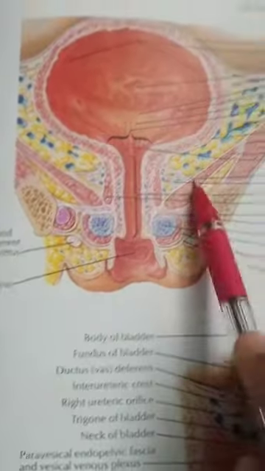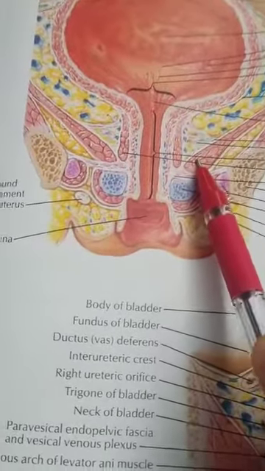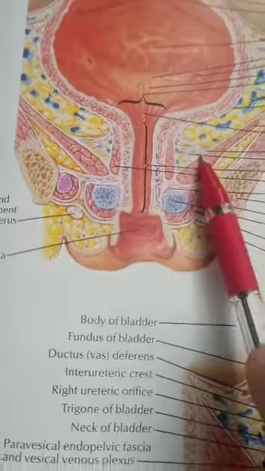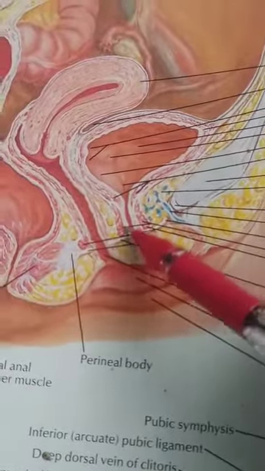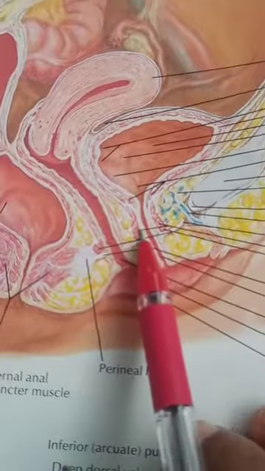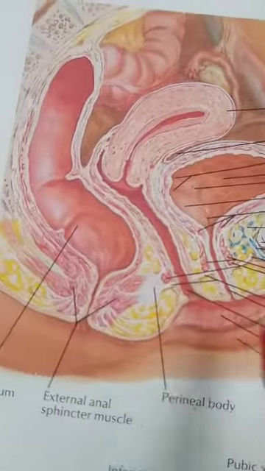So here in this section we can make out that these muscles will be forming a diaphragm that is known as pelvic diaphragm. It prevents the fall of the internal organs outward. Okay. So that is the first structure, the pelvic diaphragm. And next is the perineal body.